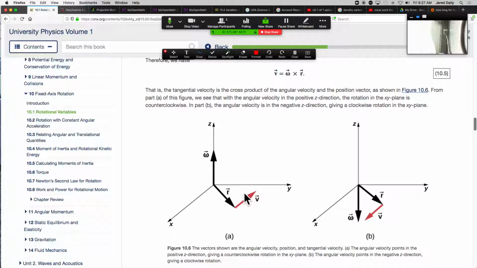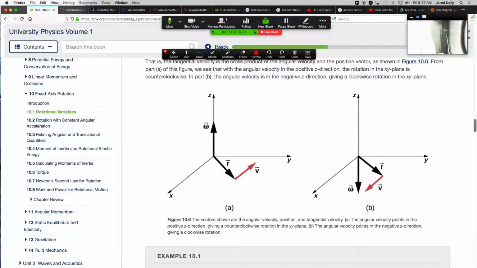So here they show two examples. Here the particle is moving towards the y-axis like our circle, so the omega vector is pointing in the positive z direction. Here the velocity of the particle is the opposite direction, so the omega vector is pointing down instead of up. It's pointing in the negative z direction.